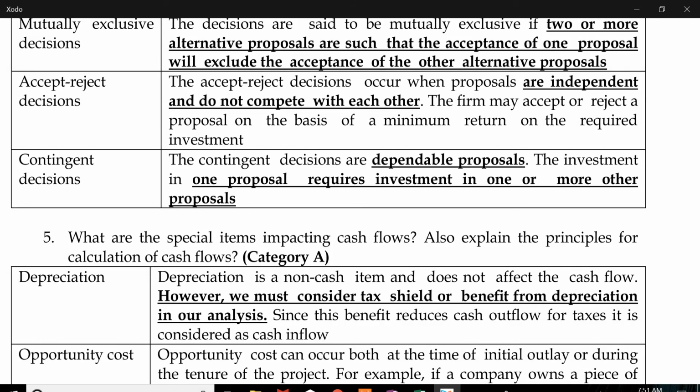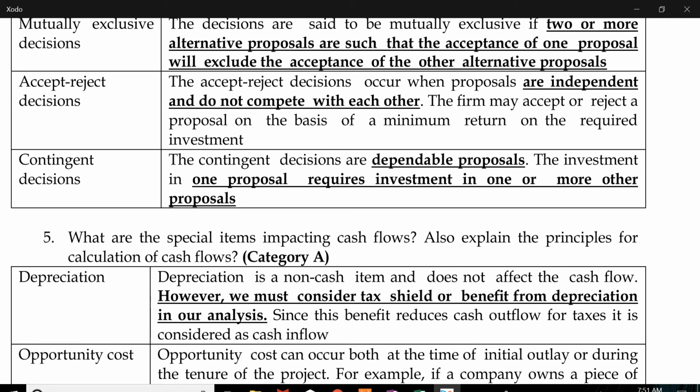Assume a world where there are no taxes or a company which has tax exemptions because of section 10. So if there are tax exemptions for them, then depreciation will not come into picture in our cash flow calculation. So the purpose of analyzing depreciation is because of the tax benefit associated with it. Next, opportunity cost.